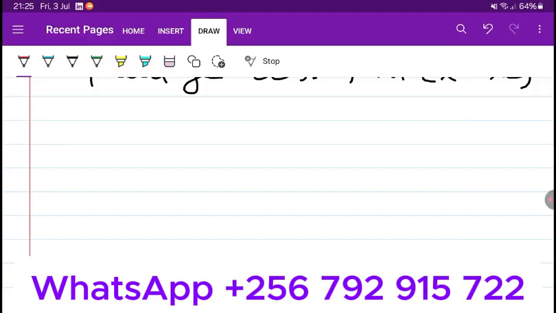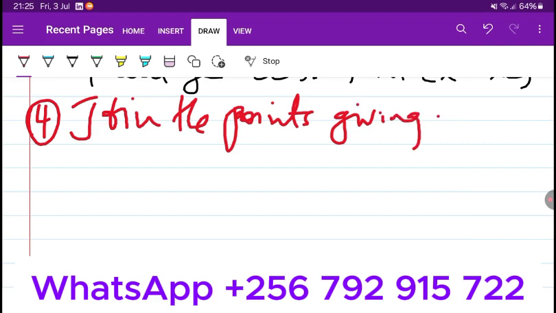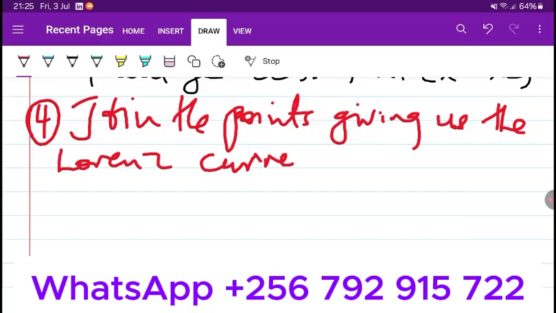So once we are done with that, we join. This is step 4. Step 4, we join the points, giving us the Lorenz curve required.